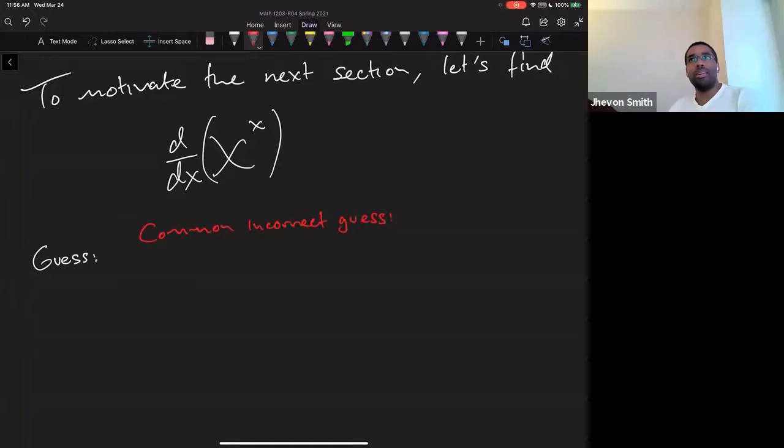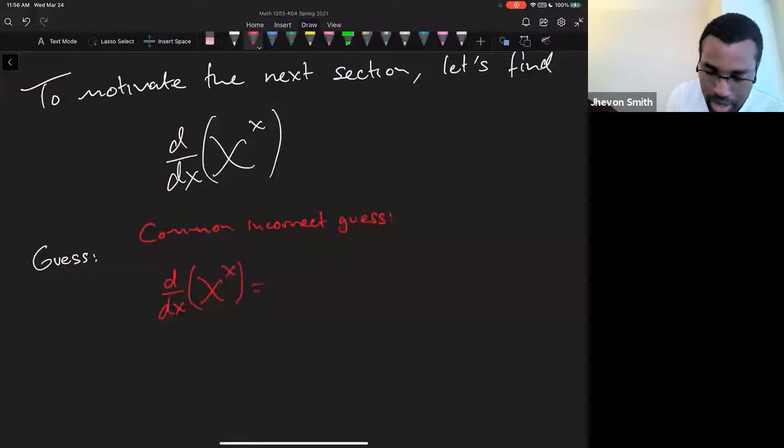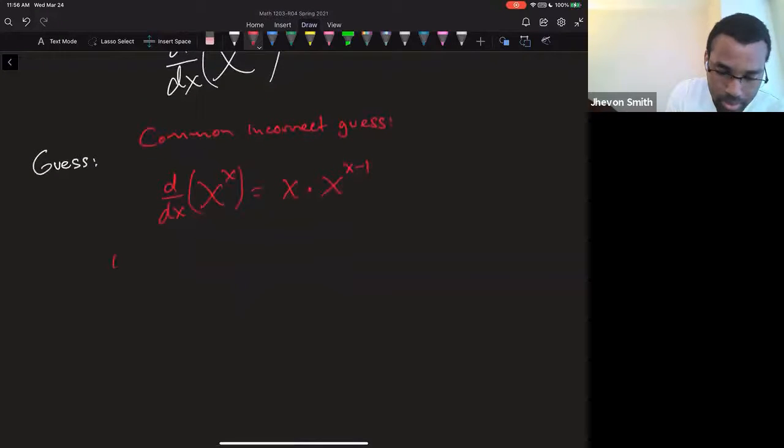Steele would think, I can just use the power rule, right? I mean, it's the derivative of x to a power. So I can bring that power down and then subtract 1 from the power, right? But that is incorrect. But why is that incorrect? So that they would think use the power rule. Why is this incorrect?